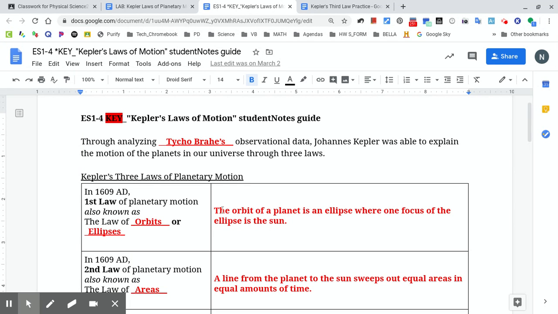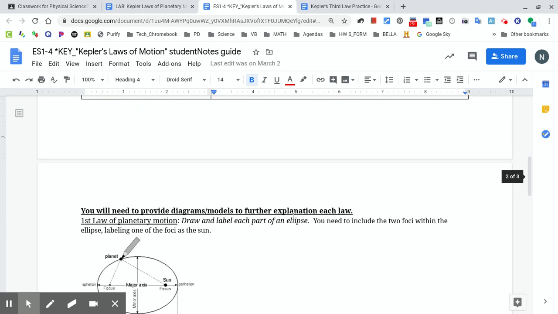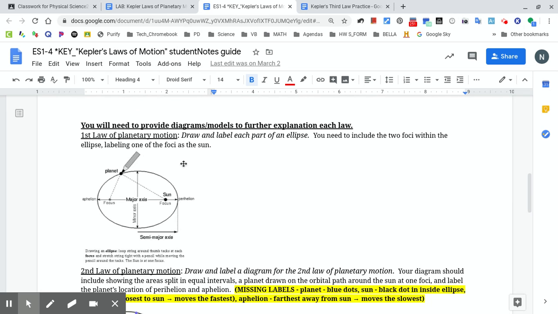So this is the technical definition. The orbit of a planet is an ellipse where one focus of the ellipse is the sun. So planets go on an elliptical path around the sun. One of those focal points is the sun. So let's go ahead and skip those for now and come to this one here.